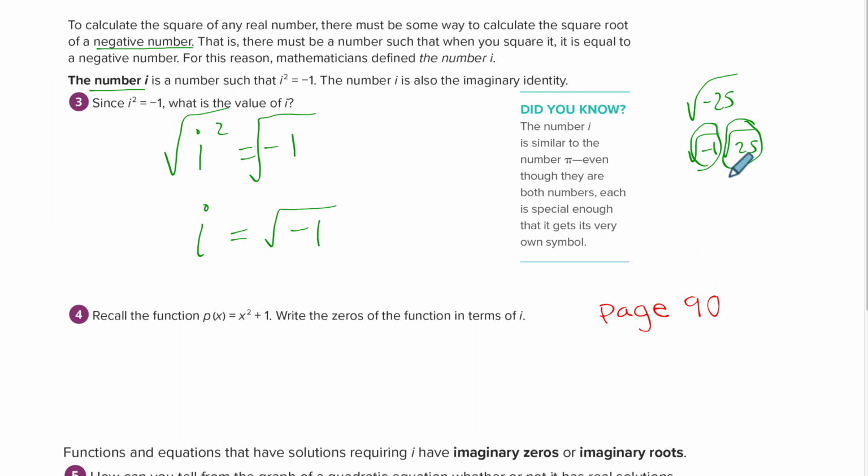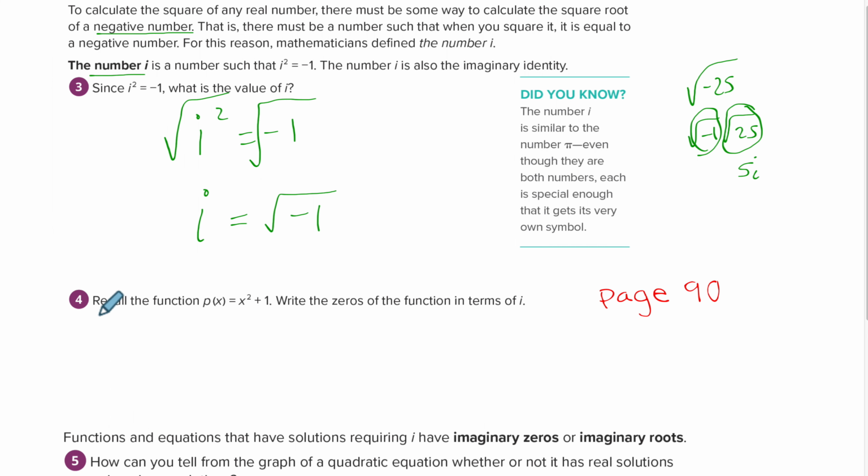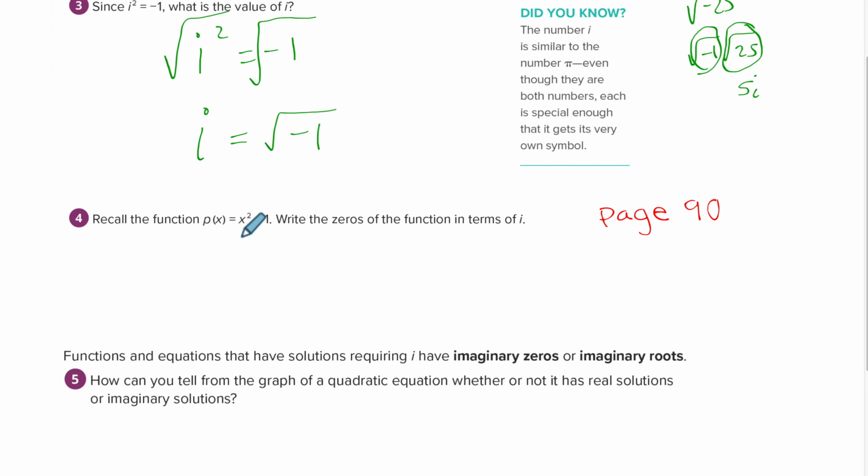So this will work out to 5 with an i. That's what they decided to do. Let's look at number 4 here. Recall the function p of x equals x squared plus 1. Write the zeros of the function in terms of i.